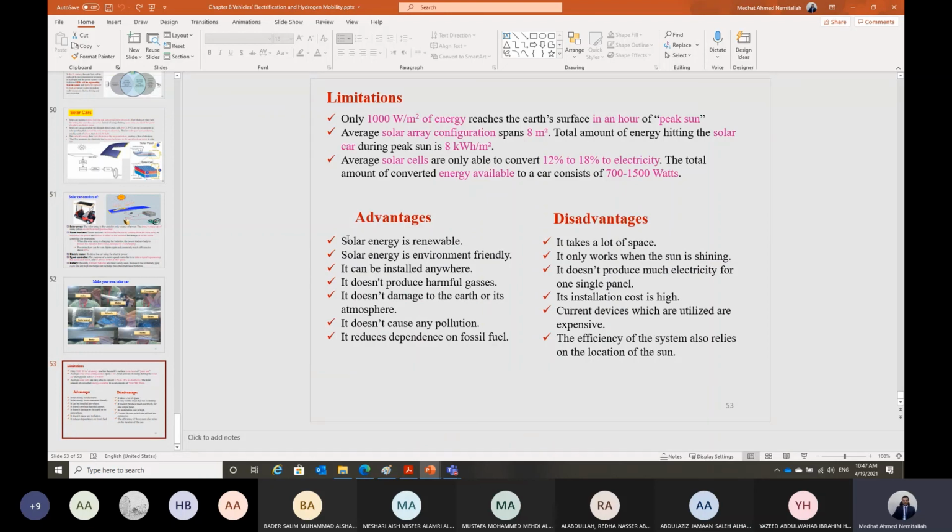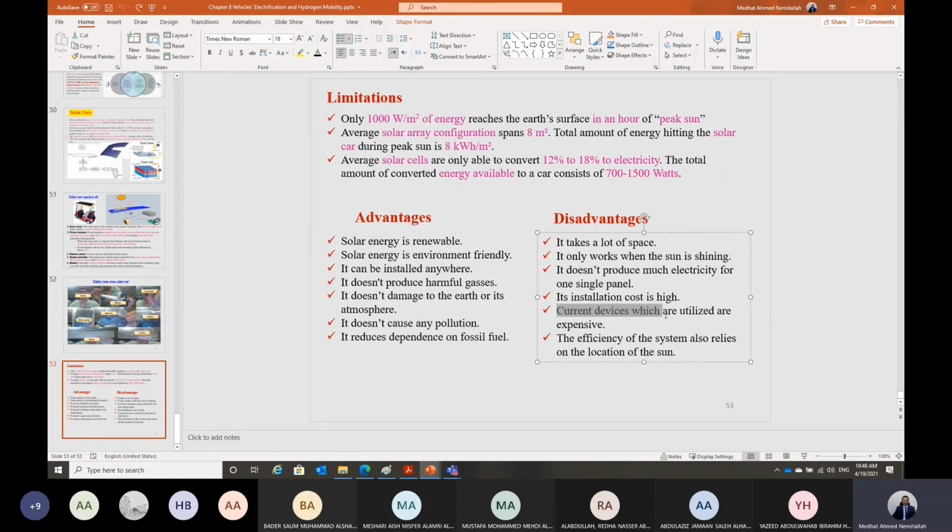As for the advantages of solar energy, it's renewable and environmentally friendly. We can fix it anywhere. It doesn't produce harmful emissions. It doesn't damage the earth. So it's perfect, but it has some limitations. It requires a lot of space. It can only run when the sun is there, so at night you have to search for something else. It doesn't produce much electricity, because per unit meter square, the amount of energy coming from the sun with this low efficiency will be very low.